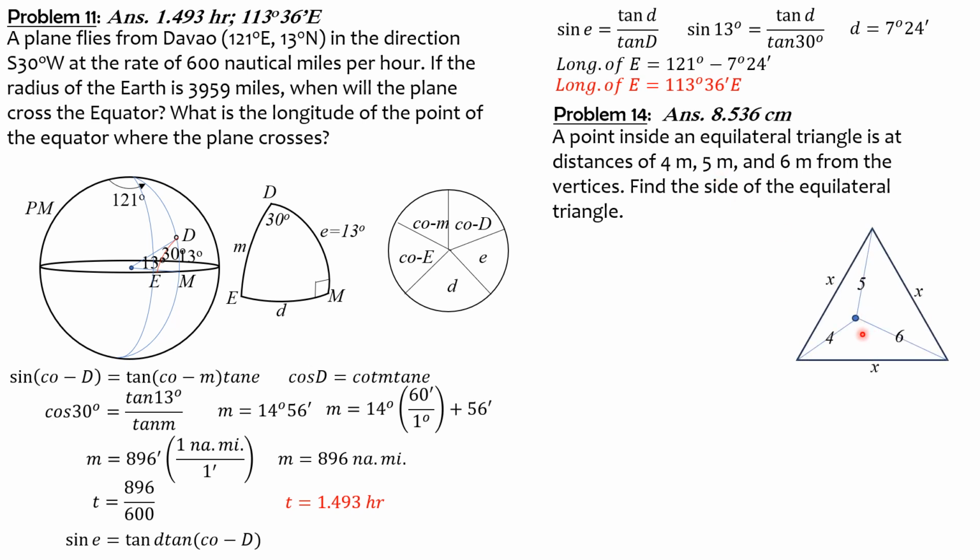So let's do the figure. This should be the point, so that it is 4 meters, 5 meters, and 6 meters from the vertices of an equilateral triangle. So the technique in solving this problem is, if we call this angle between the 6-meter side and the side of the equilateral triangle as theta.